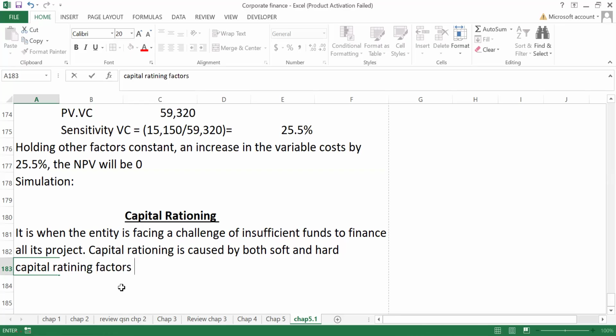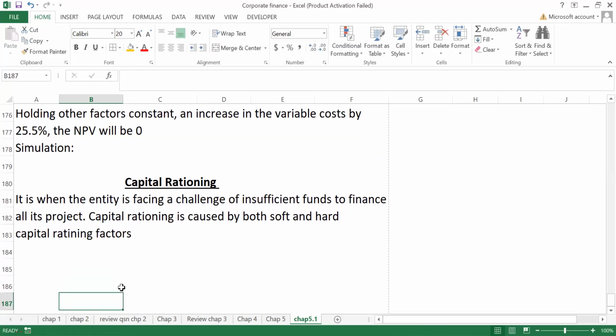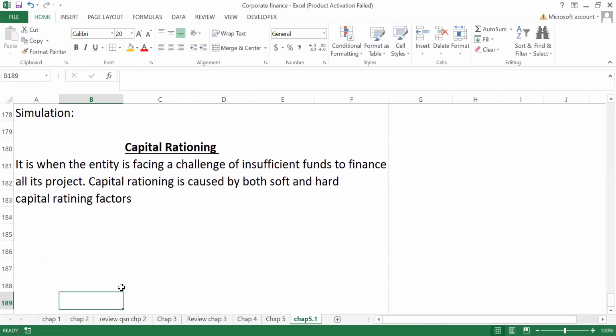So sometimes we say, when it comes to capital rationing, there is soft capital rationing and hard capital rationing. Now, if you come to soft capital rationing, those are the types or the causes. Because these are factors within these causes.